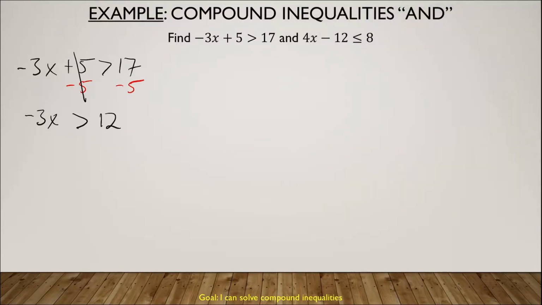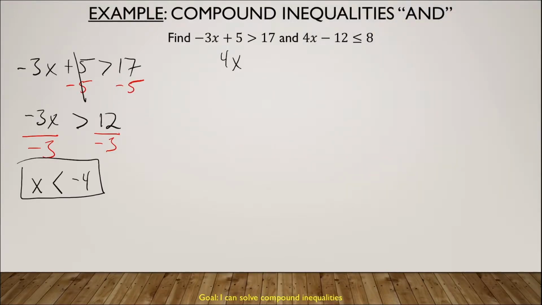Now I have to get rid of that negative 3. Negative 3 is being multiplied by x, so we're going to divide by negative 3. And I get x. Since I'm dividing by a negative number, my inequality is going to flip. And we get negative 4. Okay, so there's one of my inequalities. Let's solve this next one.